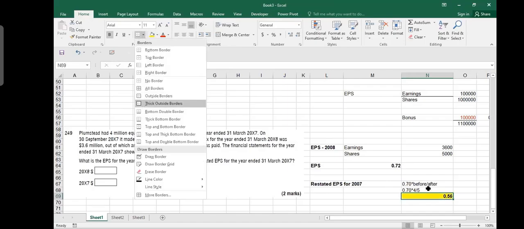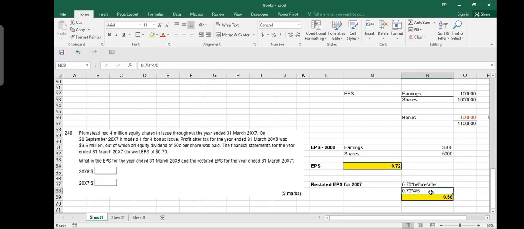Restated means that if we had given a bonus issue last year, then my EPS of 0.70, I just factored it. What happened? For every 4 shares, 1 more share was given. So a proportion of 4 to 5, 4 divided by 5. Why do I do it by 4 by 5?